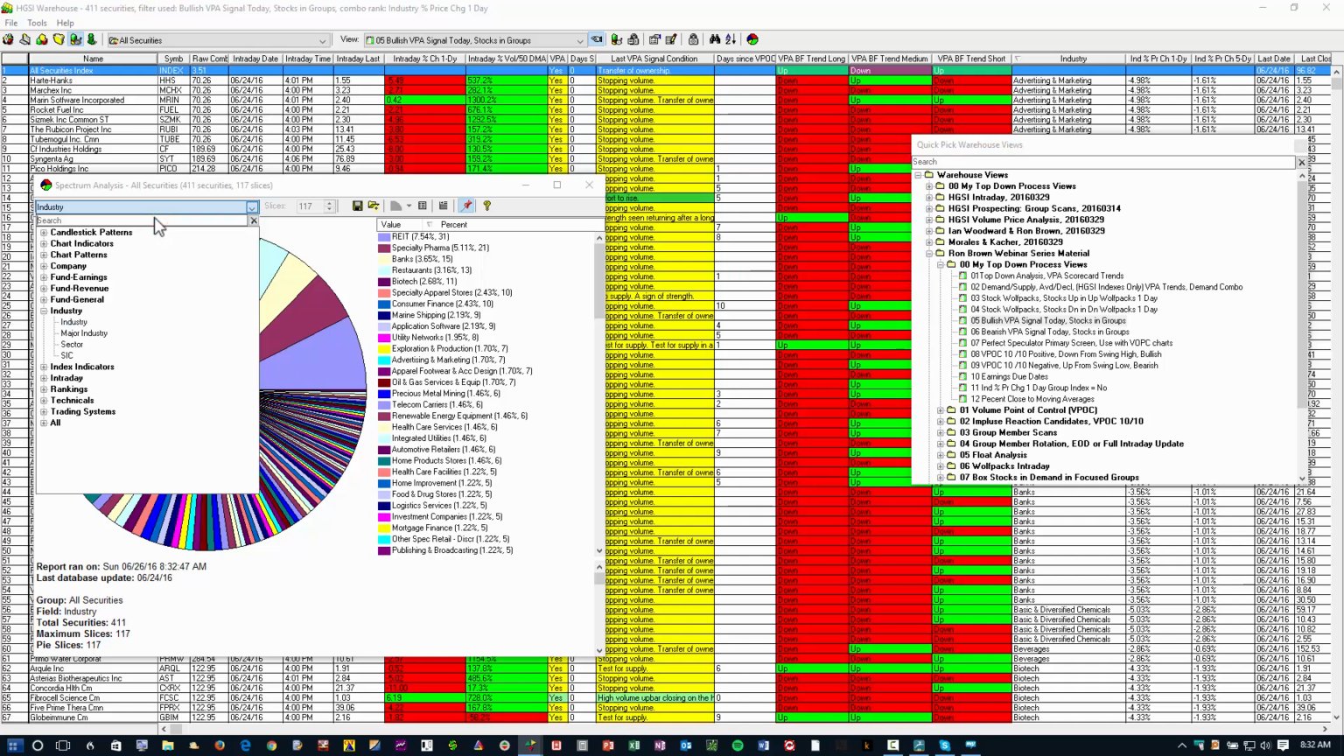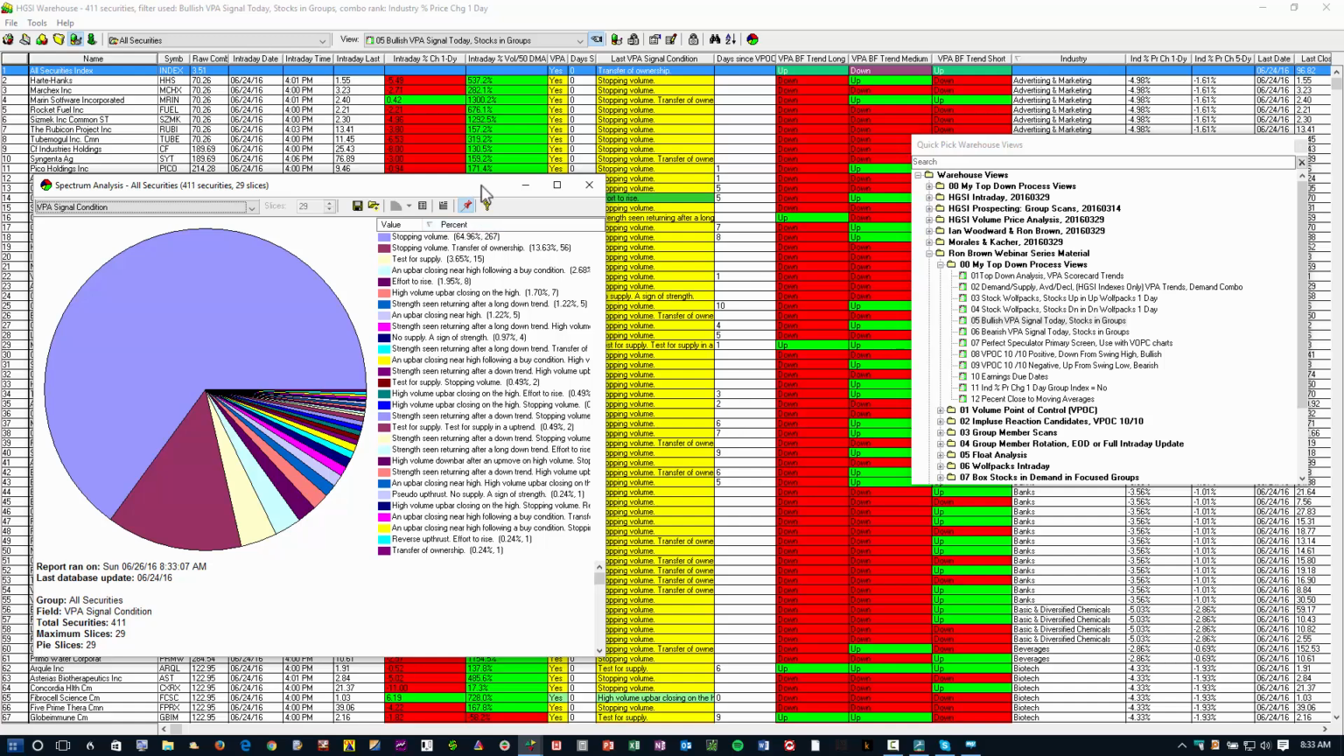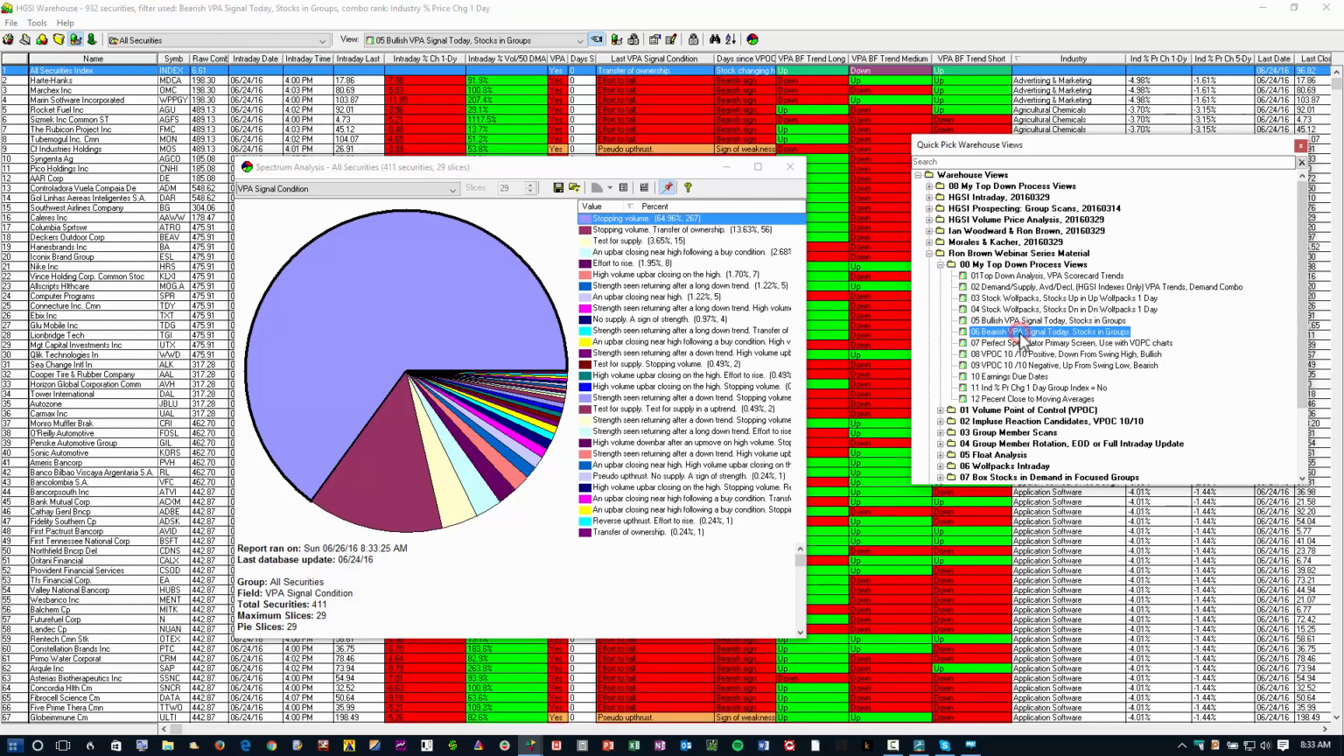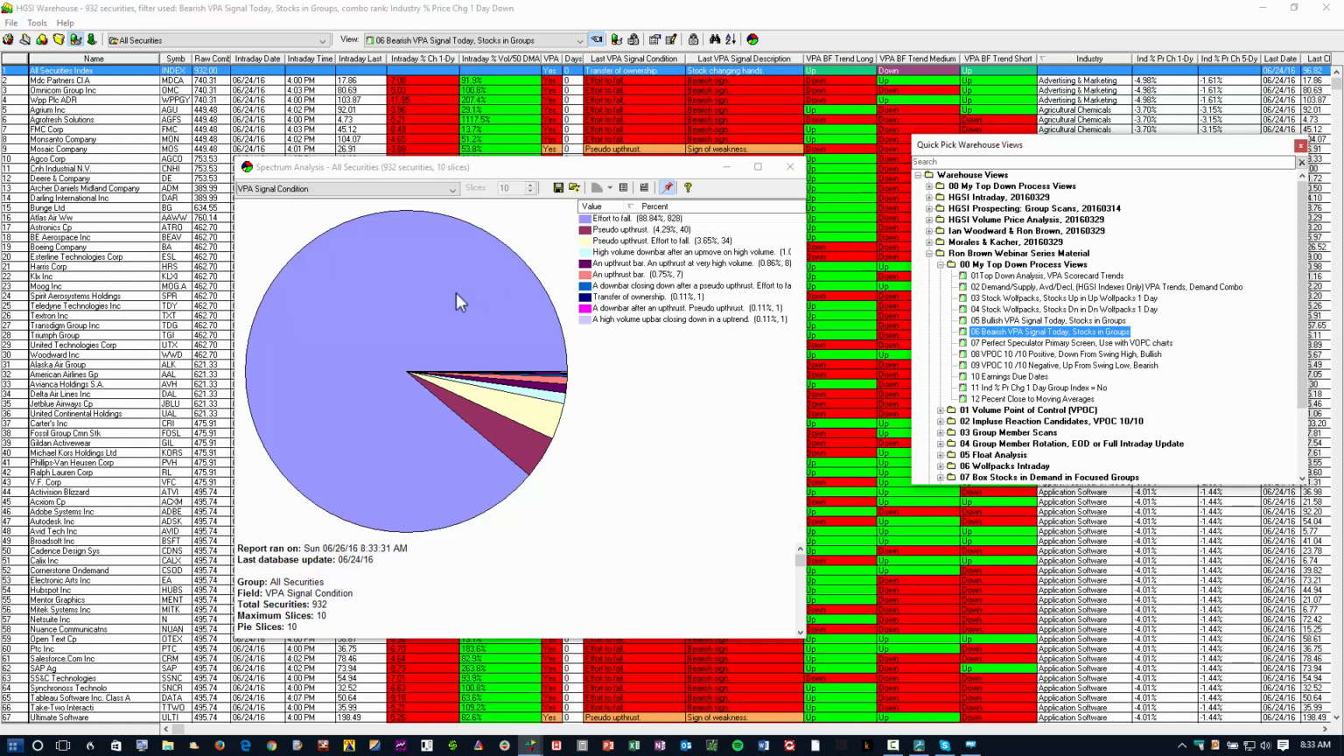In fact, I can go into here. There's going to be a new search function, or I've got a beta version of the program, but there's a search function now, and I'm going to go to a VPA signal condition, and this tells us what the VPA signal conditions are, and you can see that it's dominated by stopping volume, and then stopping volume, transfer of ownership, tests for supply. These are the 3 main ones, but stopping volume is the primary VPA signal that's being generated.